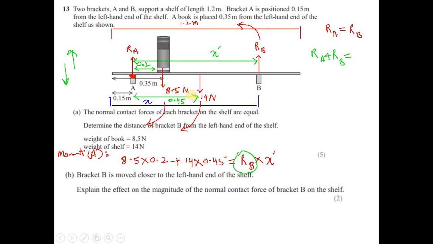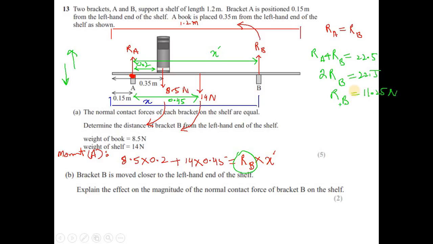Downward forces are, we have two forces, 8.5 and 14. So you can see that this is 22.5. And we know that RA equal to RB. So you can say that twice of RB is equal to 22.5. That means RB is equal to 11.25 Newton. This is the contact force at B, and I can use this force here.